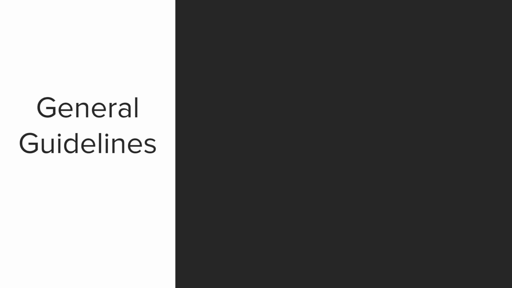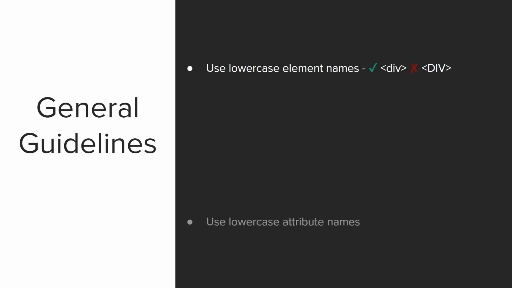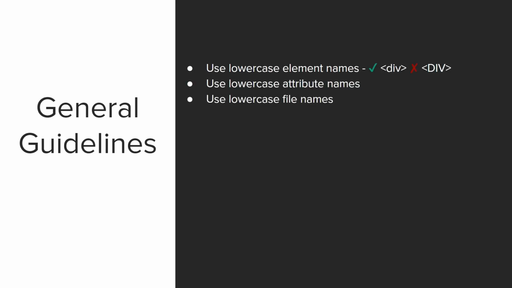Let's talk about some general guidelines. First, we'll want to use lowercase element names. So for a div tag, it would be lowercase div. We also want to use lowercase attribute names, and as well lowercase file names. And when it comes to names, classes, and IDs, I would suggest using camel case. It starts with lowercase and then every word after that is uppercase. It makes it easy to read and identify.